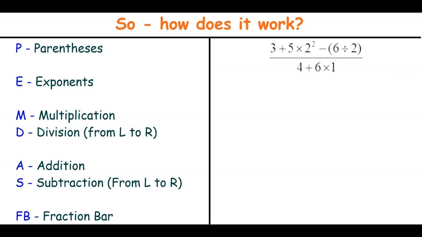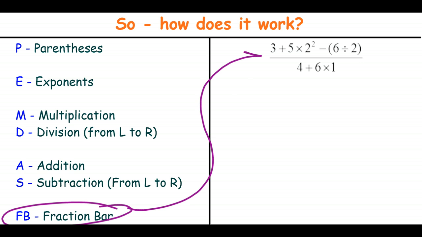And finally, a slightly longer example so that we can see each of the different parts of PEMDAS FBA in action. Let's look at this example. We have 3 plus 5 times 2 squared minus, in parentheses, 6 divided by 2, all over the fraction bar, 4 plus 6 times 1. And so notice that we do, in fact, have a fraction bar here. But we're going to leave that fraction bar till the end. We'll evaluate the numerator, evaluate the denominator, and then use that fraction bar to mean division at the end of the problem. So let's start off with parentheses.